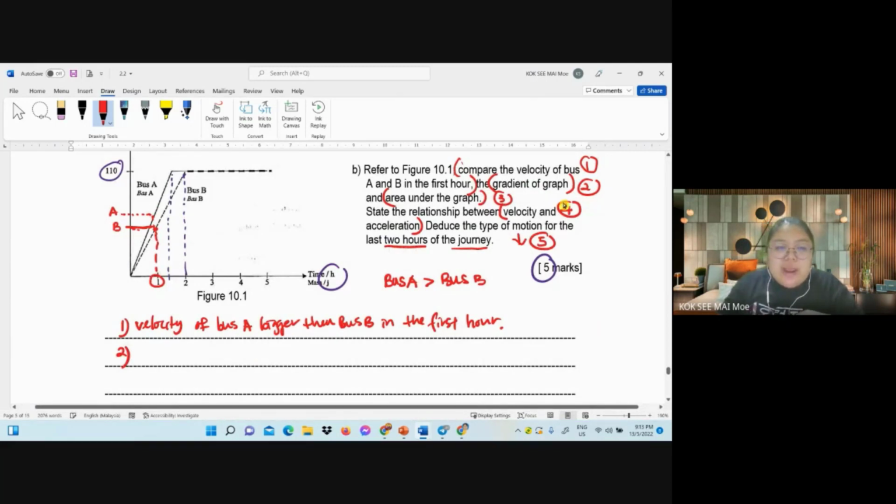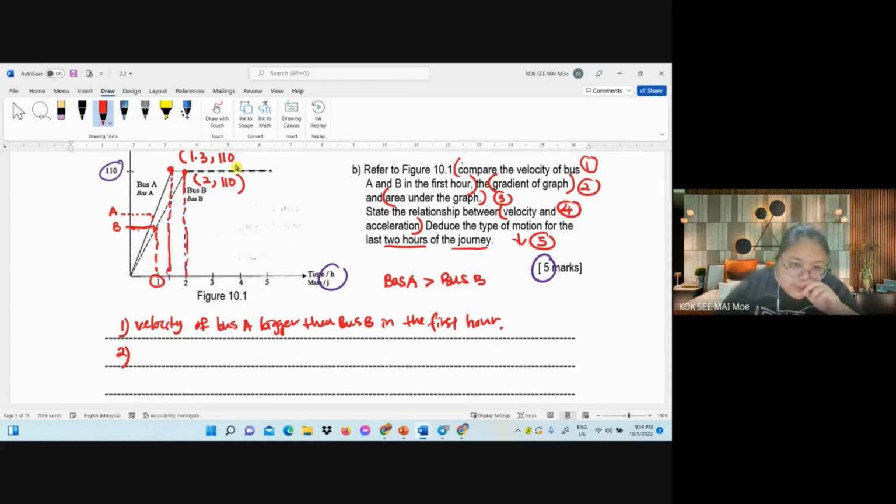Okay, which one gradient is stronger? Only this part got gradient. Okay, 哪一个 gradient 会比较大? So we just example lah. Okay, 110 is it? This one is maybe this one is 1.3 lah. I give you. So this one coordinate is 1.3. 110. Okay, this one the coordinate is 2. 110. Okay, so you do the calculation.